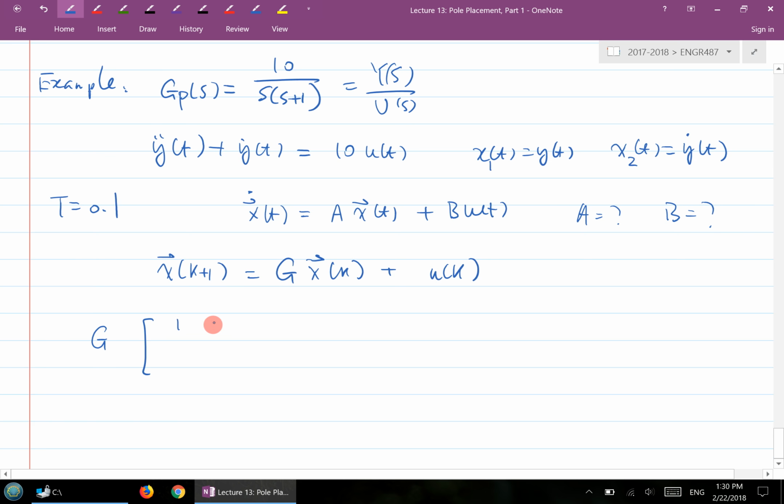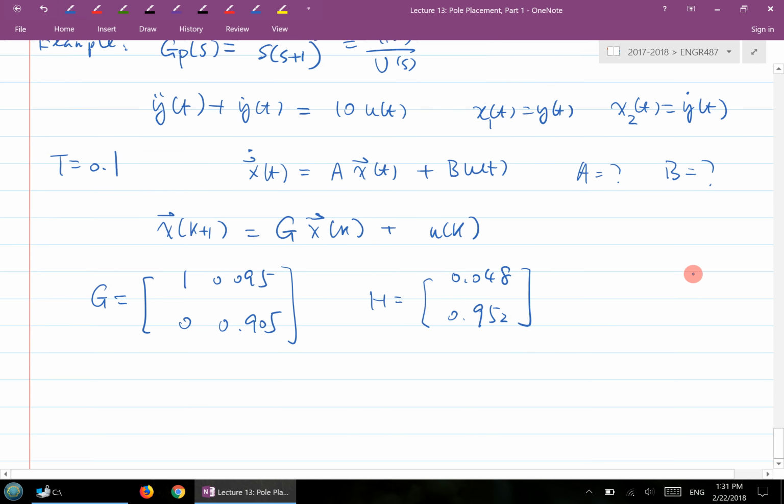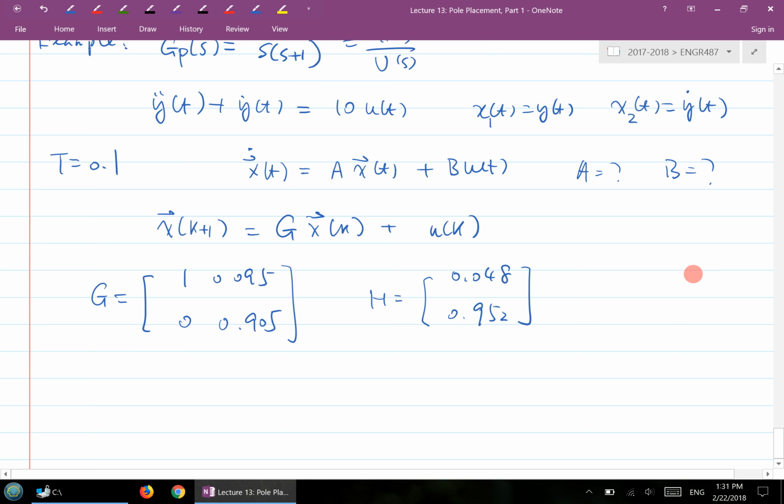0.095, 0, 0.905. And then the H is equal to 0.048, 0.952. So I skipped a few steps. I think you should try to exercise yourself or look at the lecture notes. With the discretization zero-order hold equivalent, you get your G and H matrix, which is these two here.